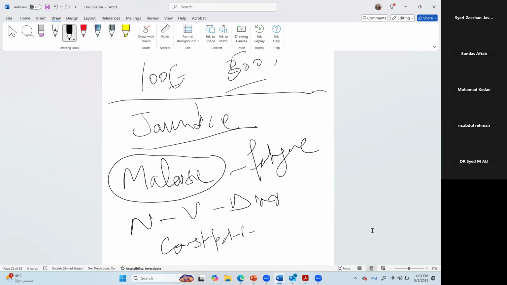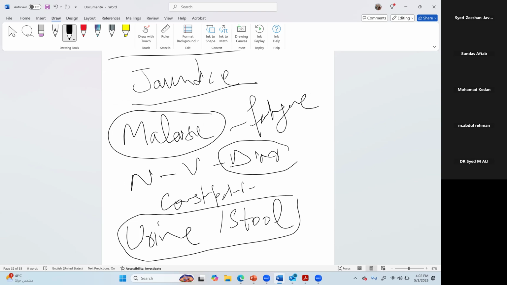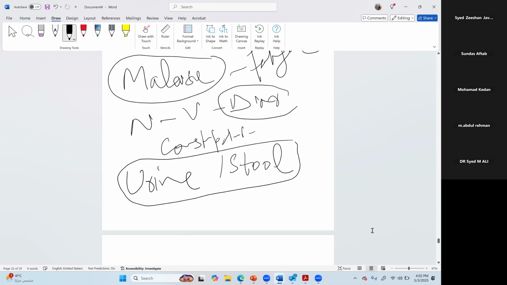Okay, bleeding. There will be changes in urine or stool color also. So, for example, if we just think about jaundice, what will be the change in the color of urine and stool? The clay-colored stools and dark-colored urine.